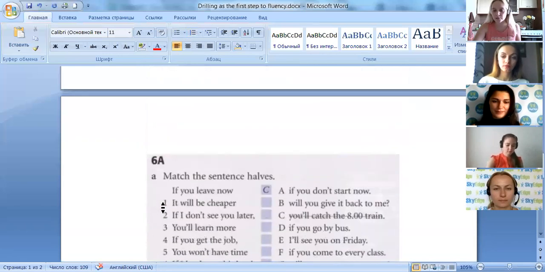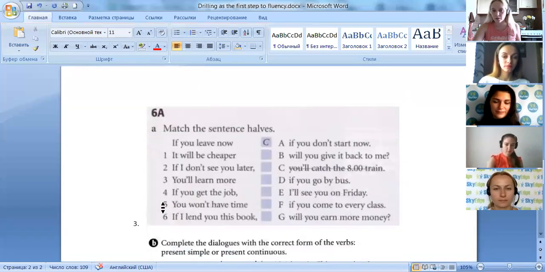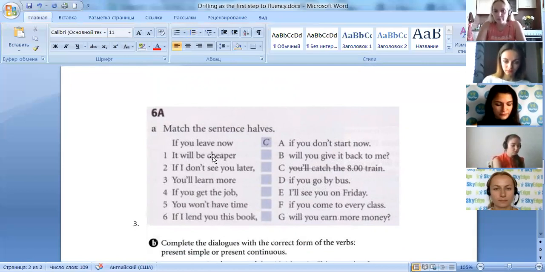Okay, let's move on. A slightly more difficult exercise. Pre-intermediate level, 6A. High pre-intermediate level. Okay, can everybody please spend 2 minutes doing this exercise? We need to match the first part with the second.